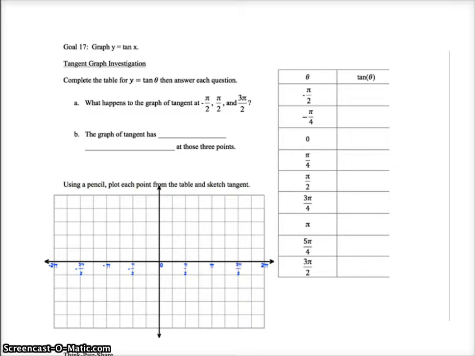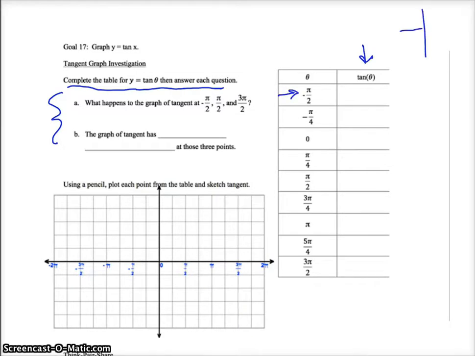Let's first take a look at what I'd like you to do on your own. I want you to complete this table for y equals tangent of theta and then answer questions A and B. I'll get you started on the table and then I'd like you to finish it on your own. So I want you to find the tangent of theta when theta is equal to negative pi over 2.